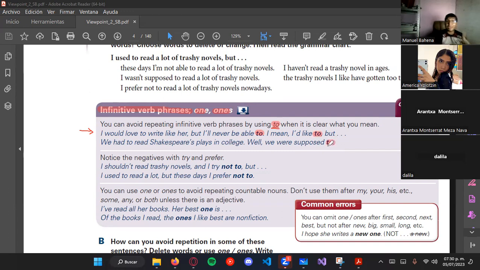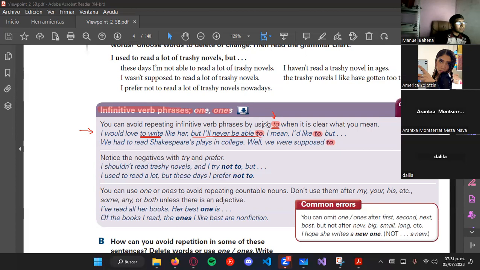Okay, remember, this is pretty basic. Esto es muy básico. The infinitive form, la forma infinitiva. Okay, infinitive form with the word to, con la palabrita to. Okay, recuerden que esto nos da la pauta. Siempre que viene el to antes de un verbo, before a verb, it's the infinitive form. Es la forma infinitiva del verbo. Okay, for example, here, I would love to write, me encantaría, yo amaría escribir like her, como ella, but I will never be able to. Pero nunca voy a ser capaz de hacerlo.